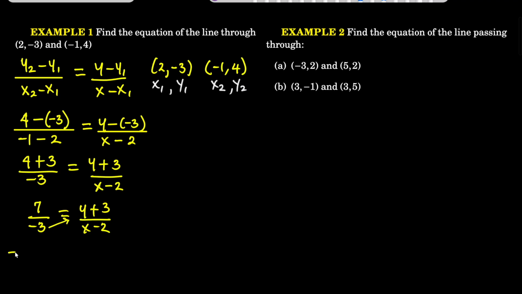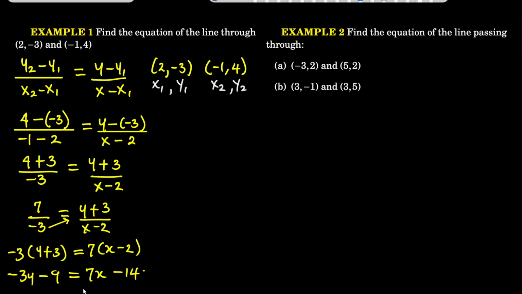That is, I have minus 3 multiplied by y plus 3. The next is 7 multiplying x minus 2. When you open the bracket, you have minus 3y minus 9 is equal to 7x minus 14.